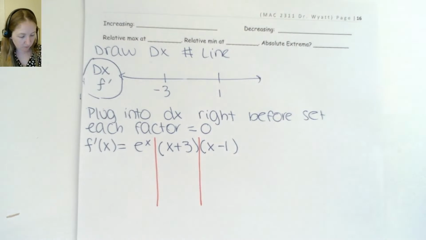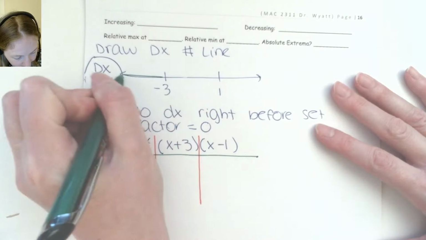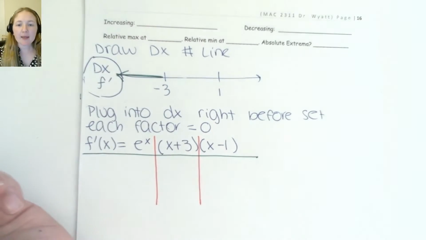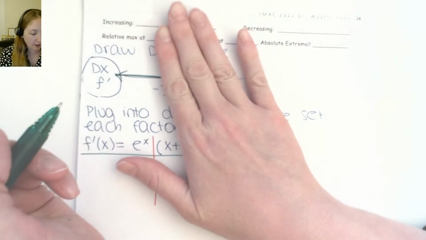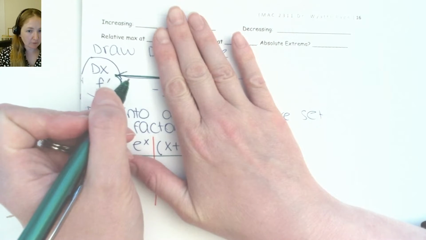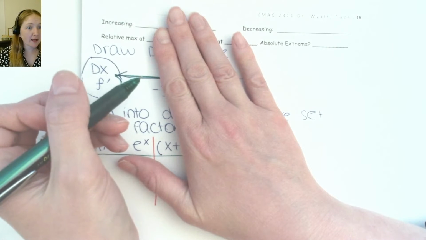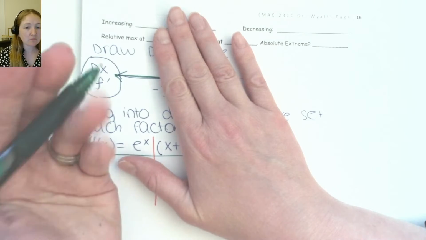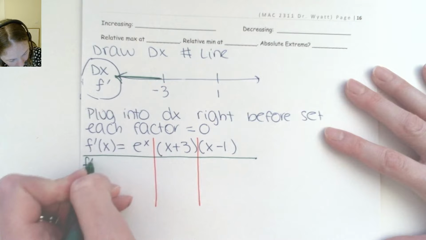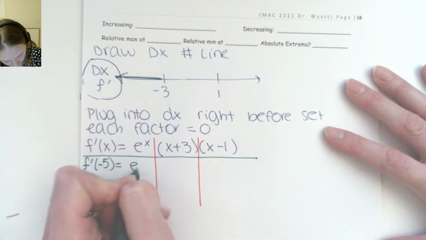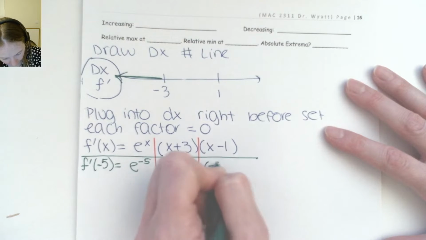And what's going to happen is we have 3 intervals. So we are going to test this first interval. And we can plug in any number we want as long as it's inside of that interval. So it's kind of random what you pick. I might pick -5, someone else might pick -10. Just as long as it's inside that interval, you're good to go. So I'm going to plug in -5: e to the -5, -5 plus 3, -5 minus 1.